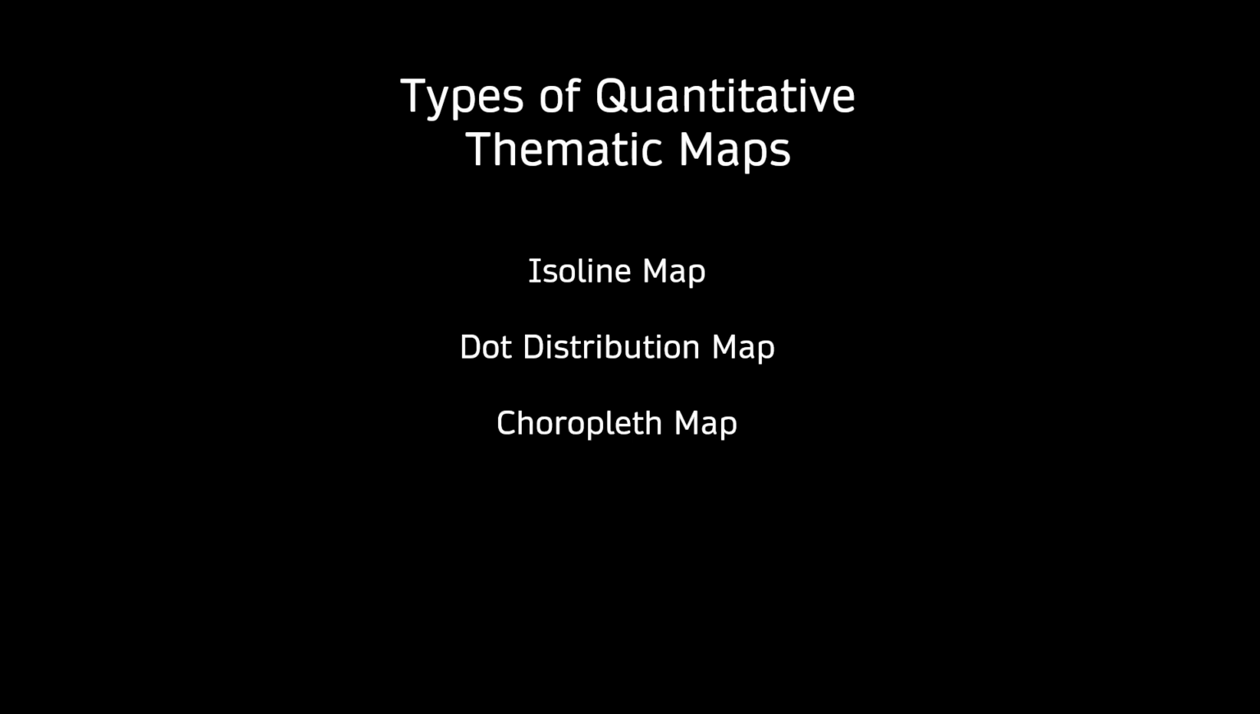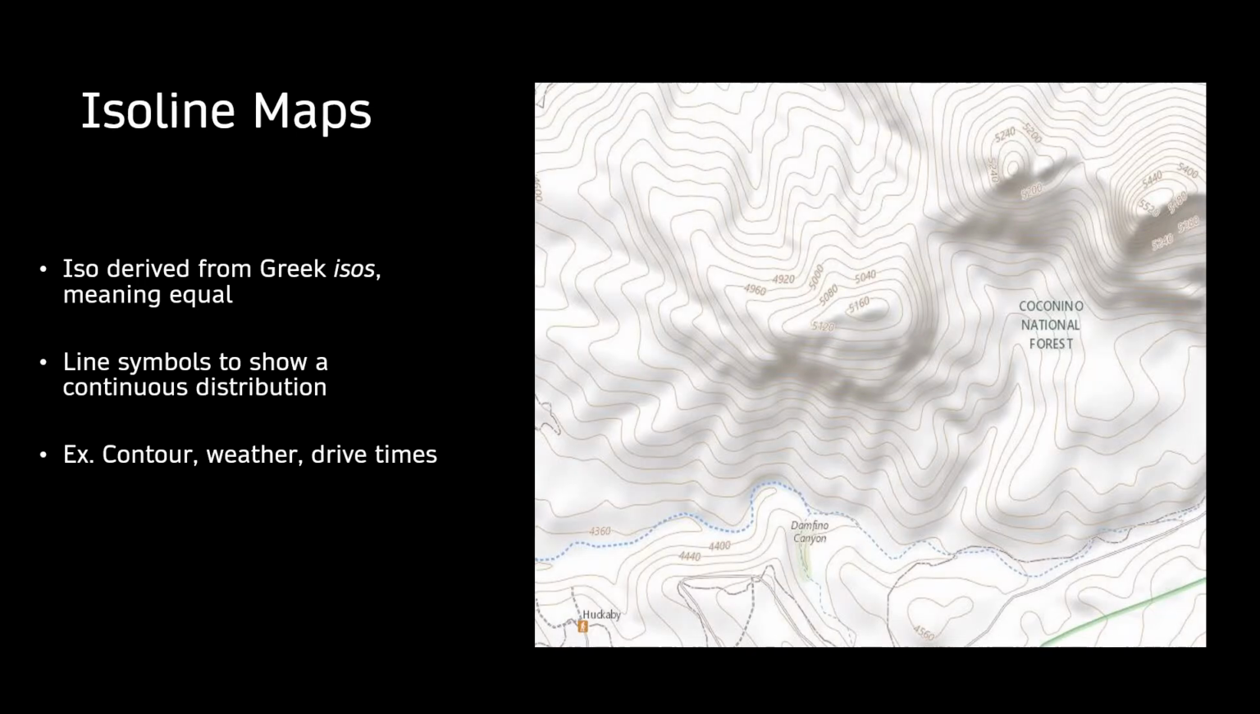So there's a few different types of quantitative thematic maps, and so let's run through those real quick. We're going to look at isoline, dot distribution, choropleth, as well as proportional or graduated symbol maps. All right, well, let's talk about isoline maps. Iso being derived from the Greek isos, meaning equal.